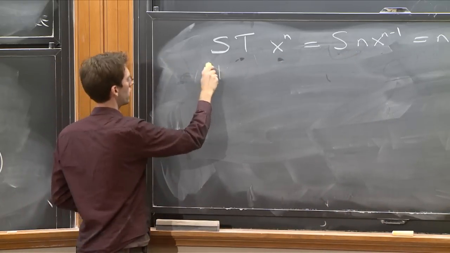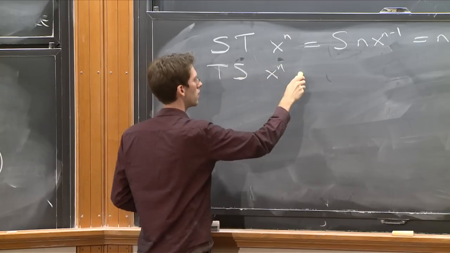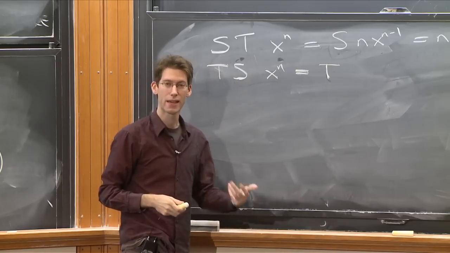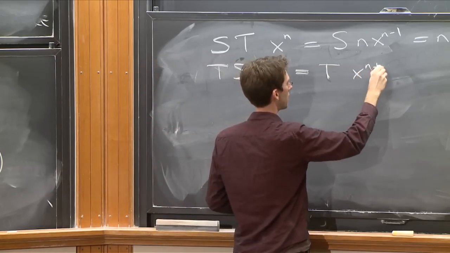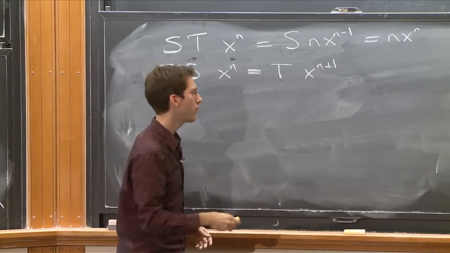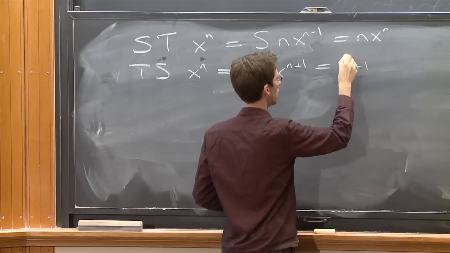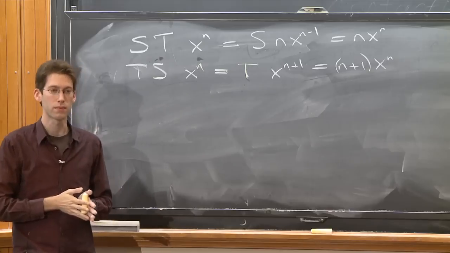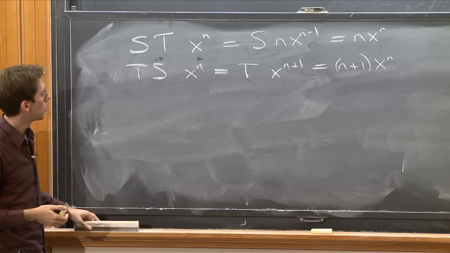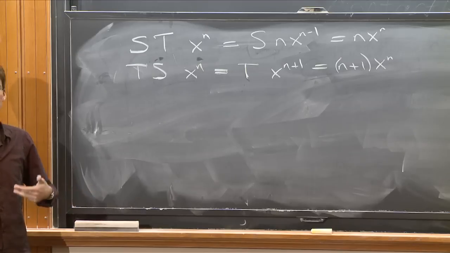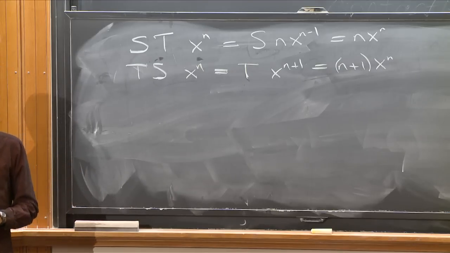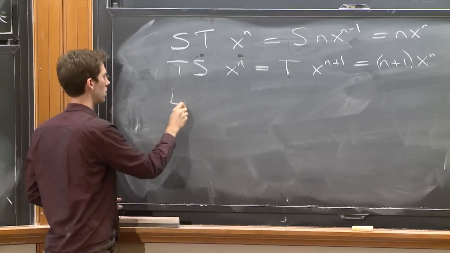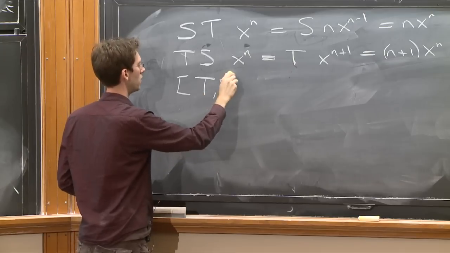Whereas if we did the other order, we get t times s acting on x to the n, which is x to the n plus 1. When you differentiate this, you get n plus 1 times x to the n. So these numbers are different, meaning that s and t do not commute. And it's kind of cute to measure, actually, to what extent they do not commute. This is done by the commutator.